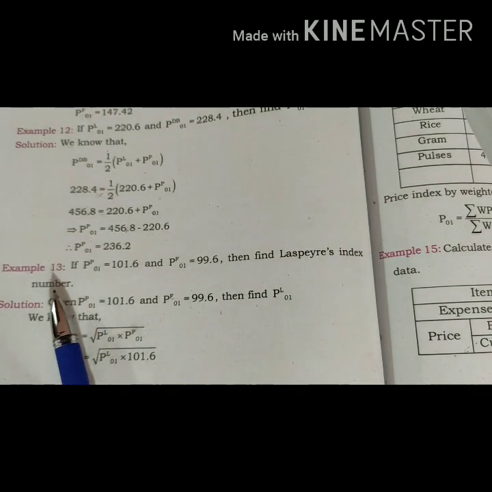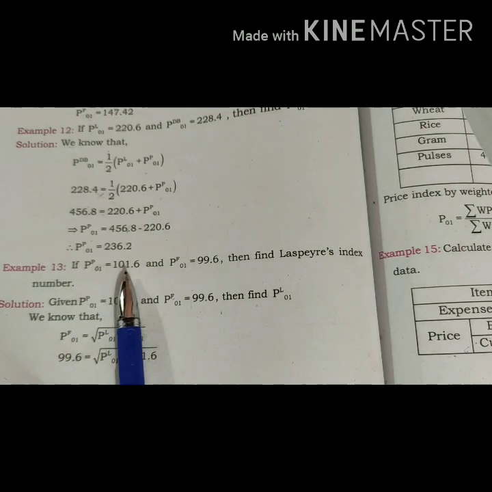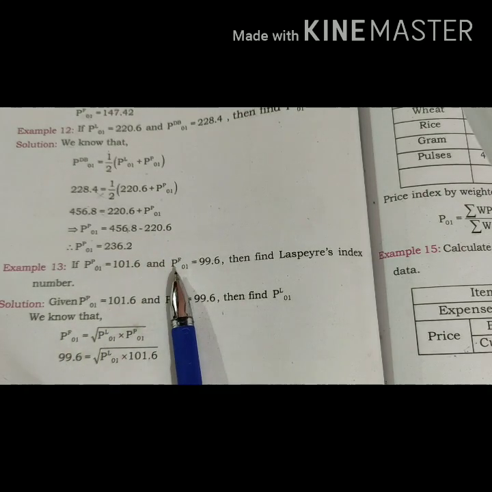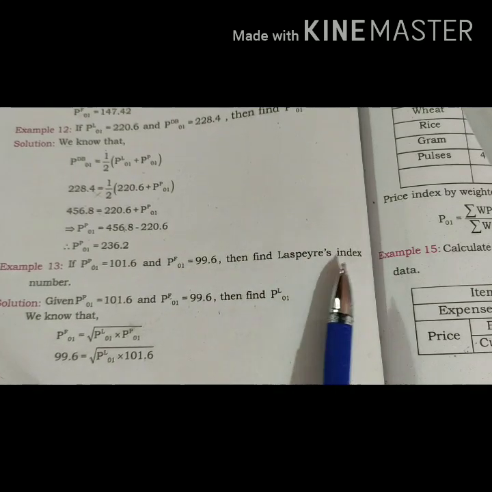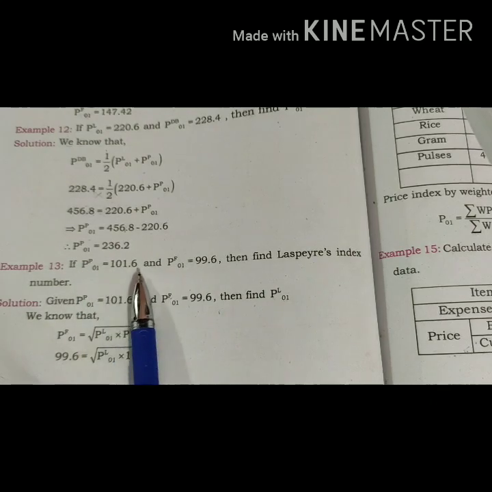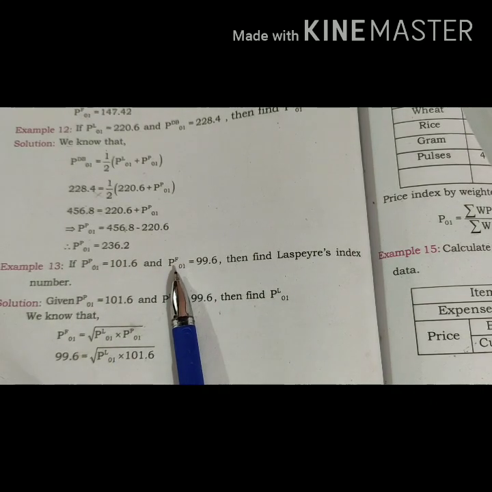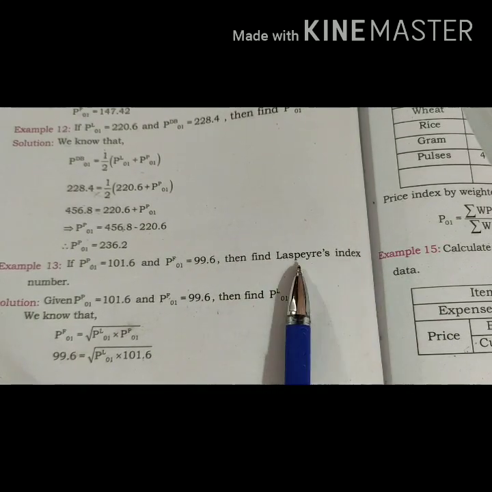Next, moving on to example 13. If Paasche's price index is 101.6 and Fisher's price index is 99.6, then find Laspeyres' price index. They have given Paasche's, which is 101.6, and Fisher's, which is 99.6. You need to calculate Laspeyres' price index.